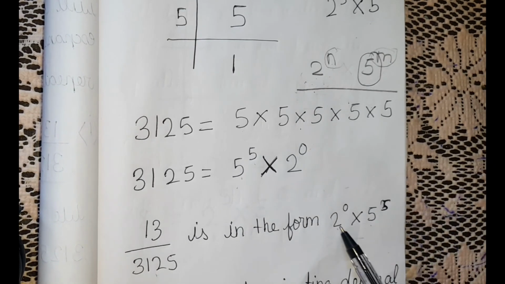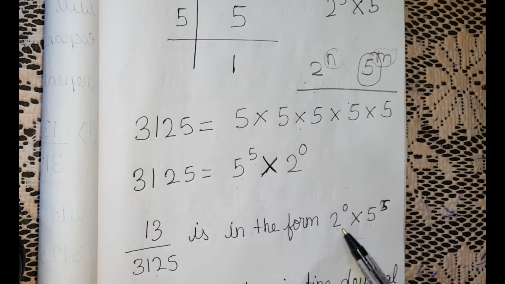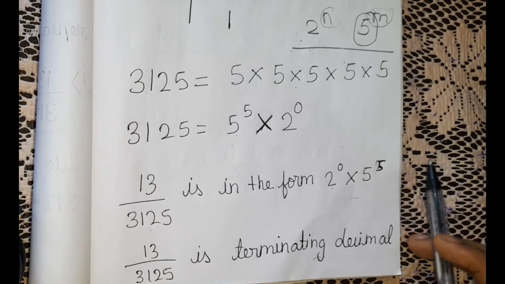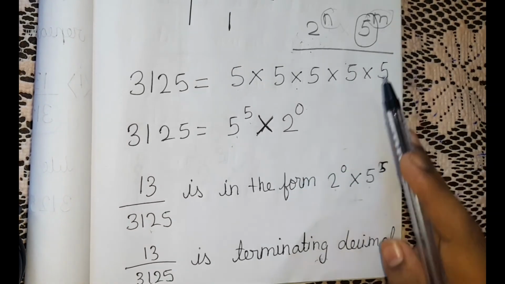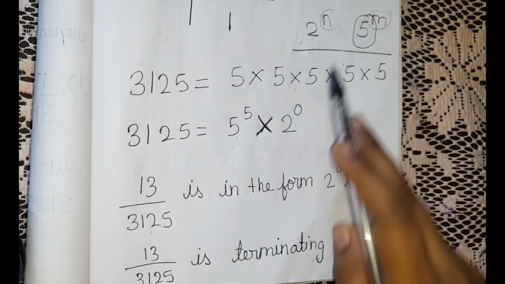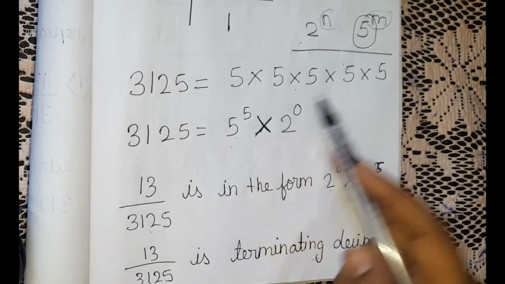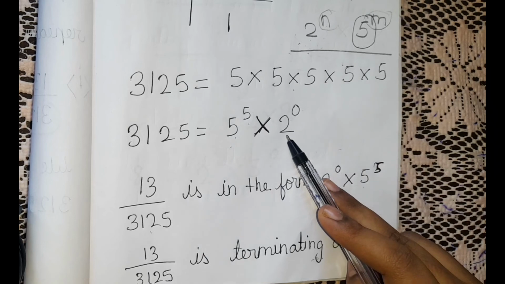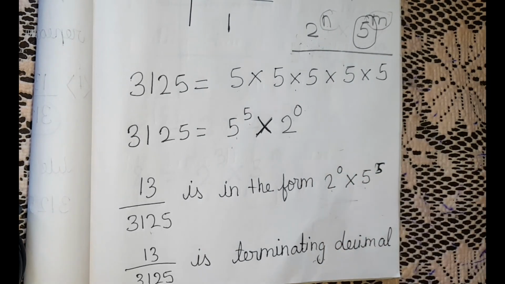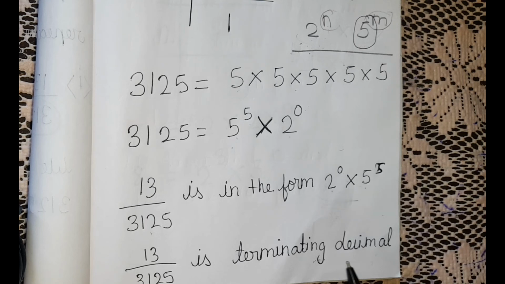If you want, you can write 2 power n and 5 power m. You can write it like that also. If it is in the form 2 power n and 5 power m, it is exactly similar, right? Don't care about the powers, you care about the numbers. We have 5 here, and here also we have 5, here we have 2, and here also we have 2. Then of course it is a terminating decimal. So I wrote 13 by 3125 is a terminating decimal. Finally, we solved this.